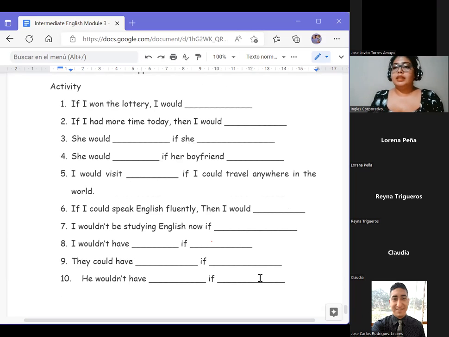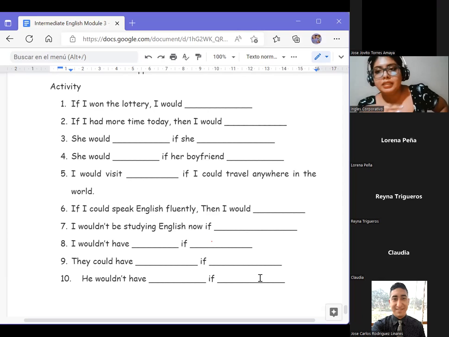So there we have the 10 structures or sentences in which we are going to work right now. And we have the number one: If I won the lottery, I will. And you need to put the things that you are going to do if you won the lottery. Number two: If I had more time today, then I will. I don't know if you want to say something. No, okay.